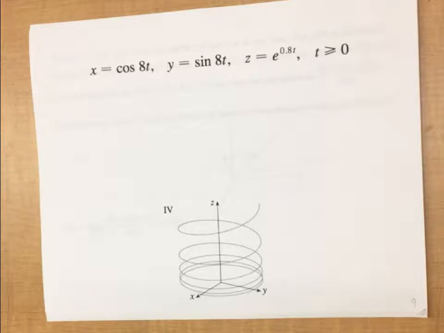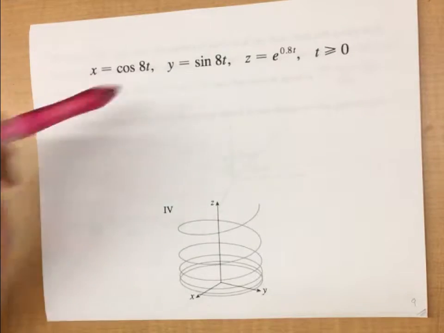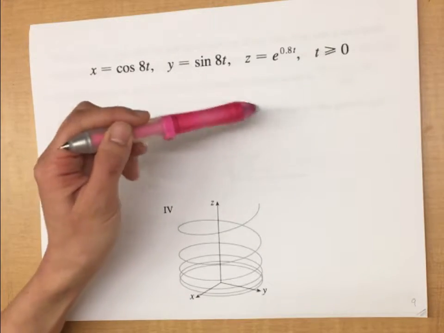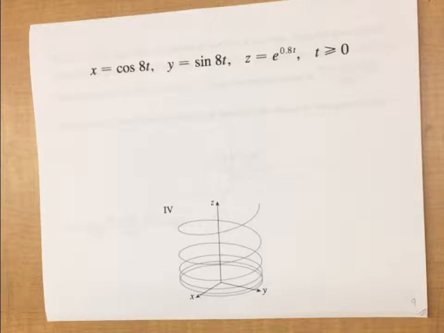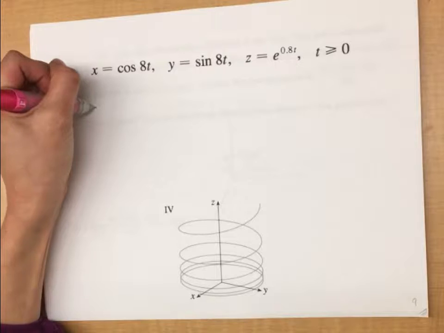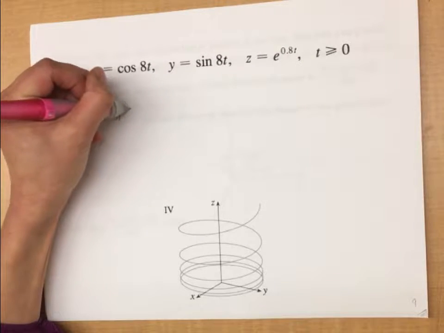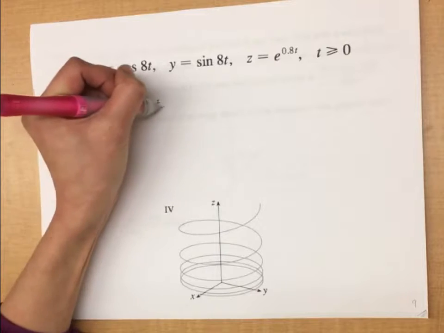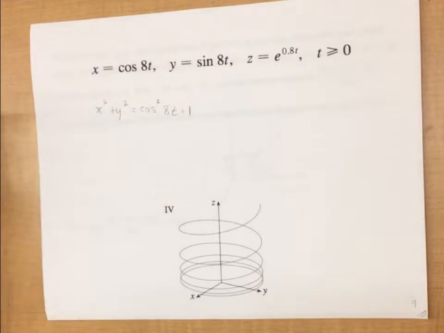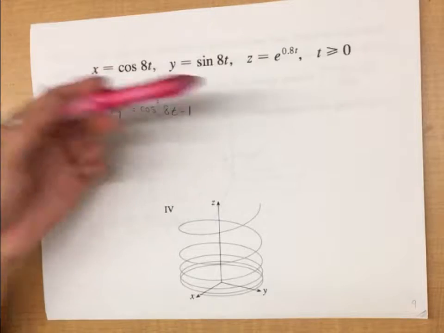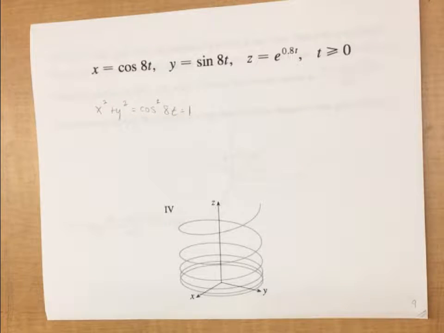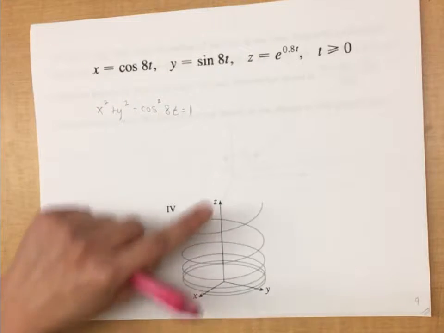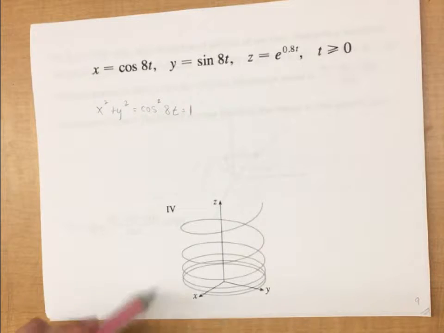And in this problem, it's similar to the problem we did a couple slides ago, where x equals cosine 8t, y equals sine 8t, and then z equals e to the 0.8t, where t is greater than 0. And then so over here again, we see that x squared plus y squared equals cosine squared 8t plus sine squared 8t, which equals 1. And then so the curve lies on a circular cylinder with the z-axis as the axis. And so we have a circular cylinder going up along the z-axis.